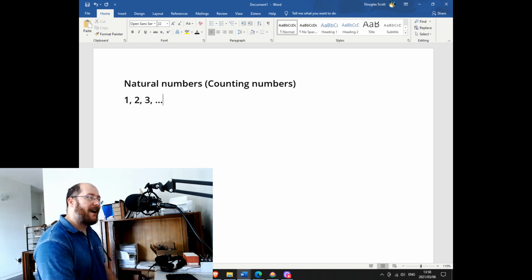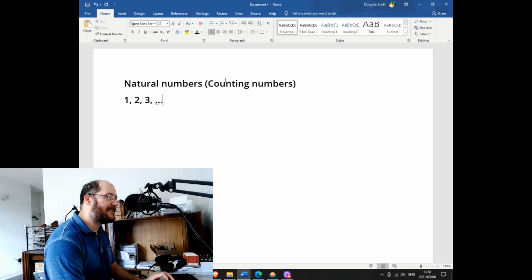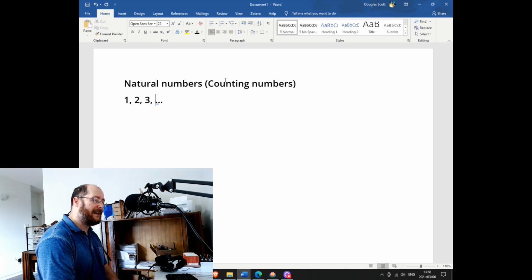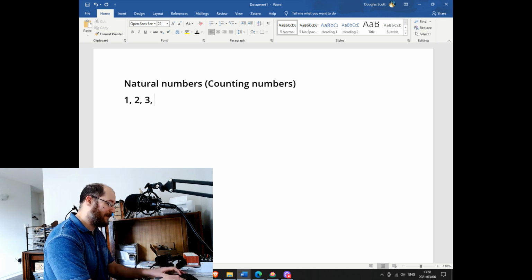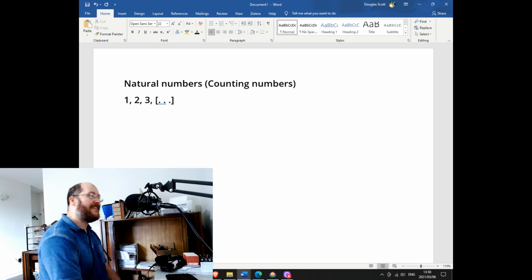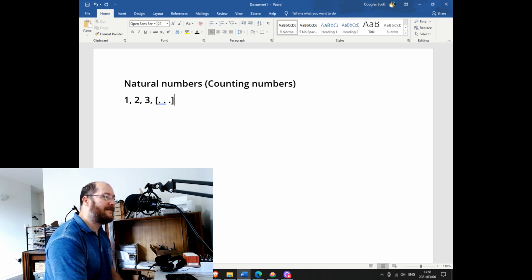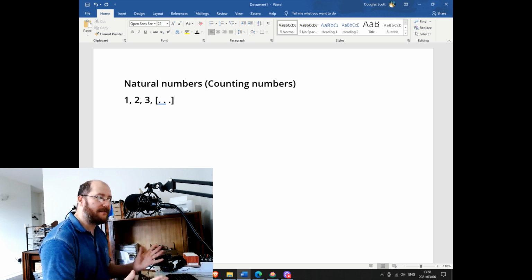Now, I'm going to clarify what I mean here: it is not infinite. I'm going to put in square brackets so that we know that we're not talking about carrying on infinitely here. It's a finite set of numbers. It ends at some point when we stop counting.